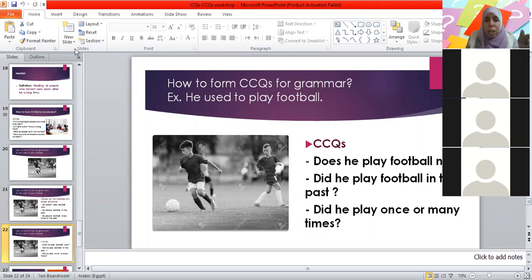So while asking CCQs, I'll check that my students got the meaning of the grammar used to. Okay, so he used to eat pasta, for example. So I know that now he doesn't eat pasta. In the past, he ate pasta and he ate it many times because he used to do that. Okay, so this is an example of CCQs with grammar. So while asking this question, I check that my students understand the grammar item correctly.